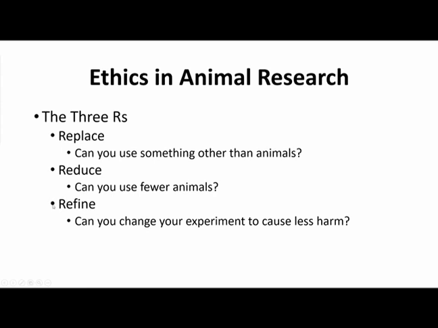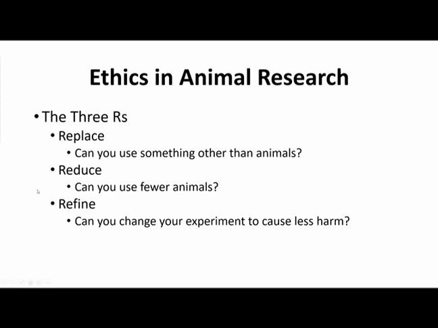And the last point here is refinement. And this is, okay, we've decided that you have to run the experiment with those animals. You have to use the number that you have to use. Is there any way that you can refine or change your experiment to cause less harm? Can you use a less invasive technique? Can you make sure that there is some kind of mitigation of stress? Anything like that. What can you do to make this as unbad as possible? How can you make it as unharmful as possible? So that's our refine point there.